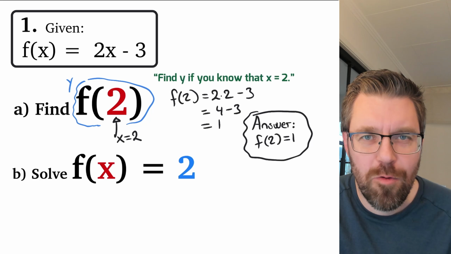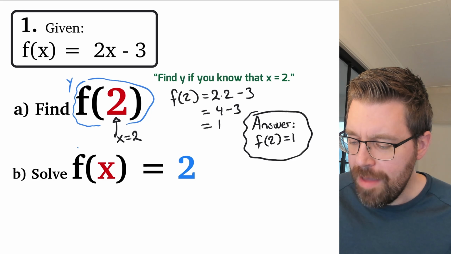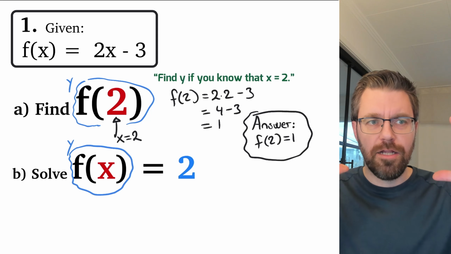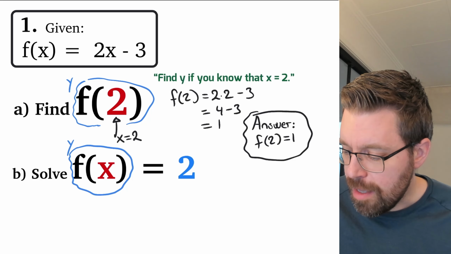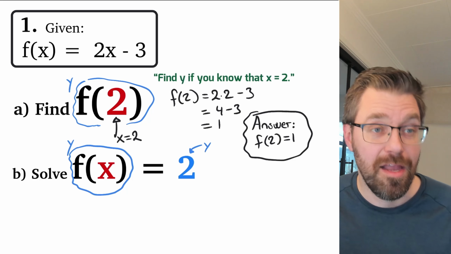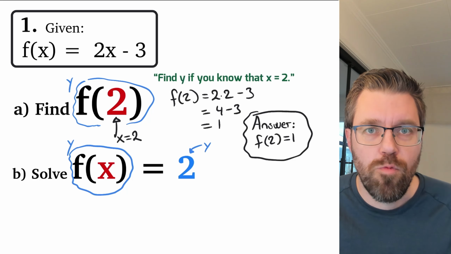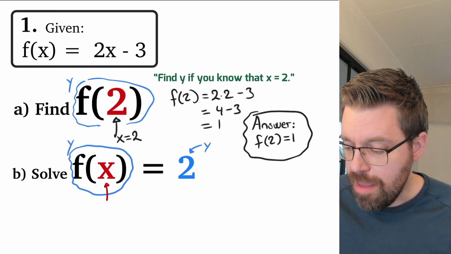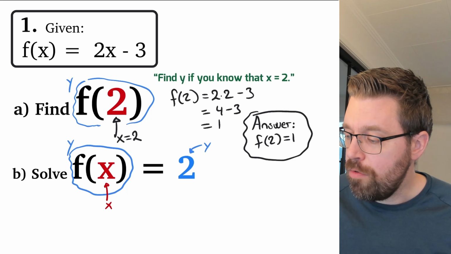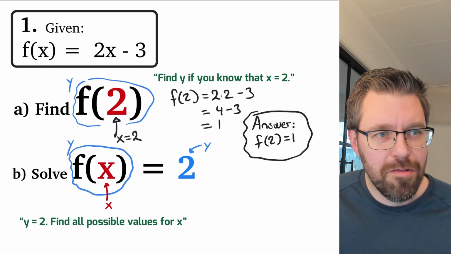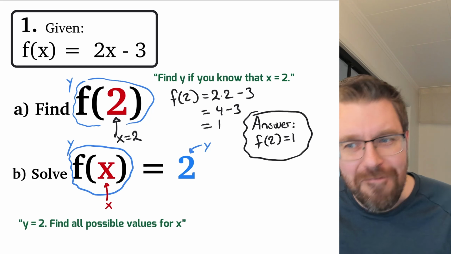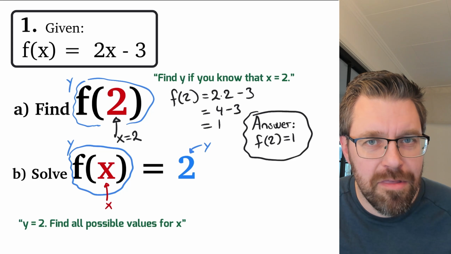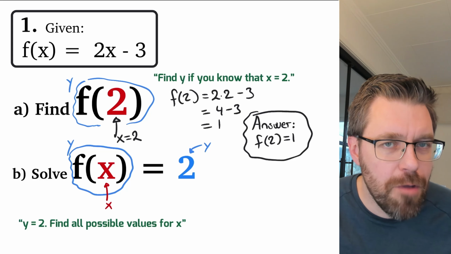Okay, so the B question. Solve f of x equals 2. And this time I know that this bit is y, the whole value of f of x. And it tells me that the number 2 here also is y, because the left and the right side are both y. The thing that we don't know is the value inside the parentheses, and this is the x value, of course, it's just x. So they could have asked the question like this: y equals 2, find all possible values for x. Because when you solve an equation, sometimes there is more than one possible solution. And then we have to find all of them.